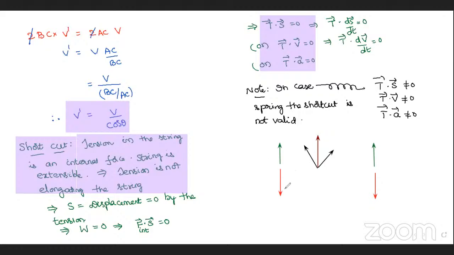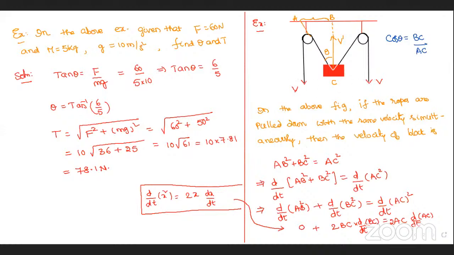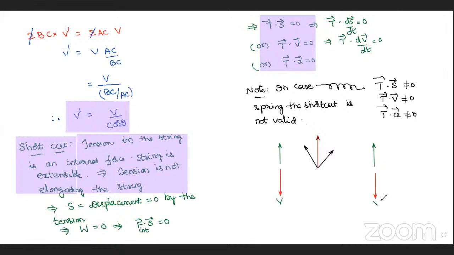Now come to the diagram. These are the two velocities at the two ends. But the separation between the molecules while pulling the string down is not changed. Suppose the first molecule goes down by a distance of 10 centimeters. The second molecule is also coming down by 10 centimeters. The separation between the two is not changing.